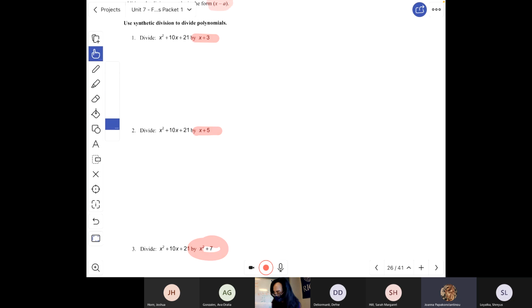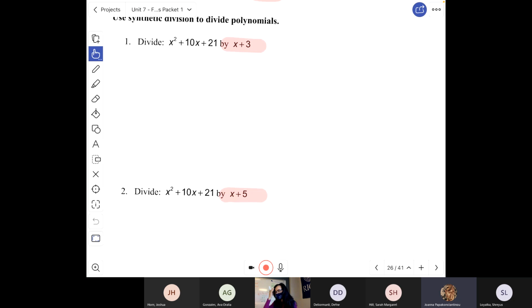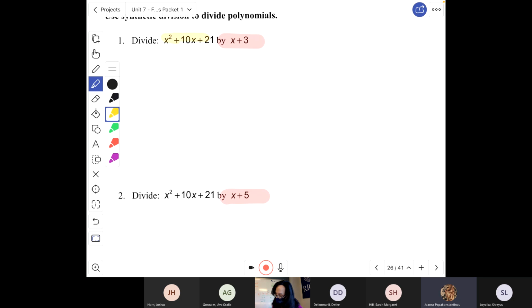Oh, it's beautiful. So exciting. Okay, here we go. First thing you want to do is check that your dividend is in standard form and not missing any powers of x. If so, we need to put placeholders. Okay, it's in standard form. It's not missing any powers of x. Let me ask you, what is the leading coefficient? Leading coefficient, 1. Okay.